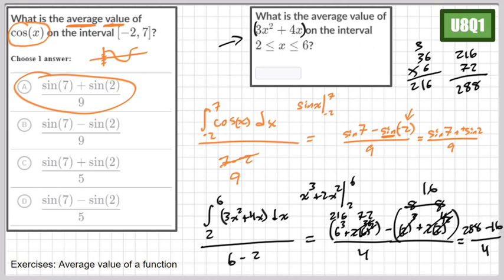Then I'm going to divide that by 4. If I divide that by 4, that would be, is that 72? Yeah, 72. And then I'm going to subtract 4, which is going to be 68, and that's our answer.